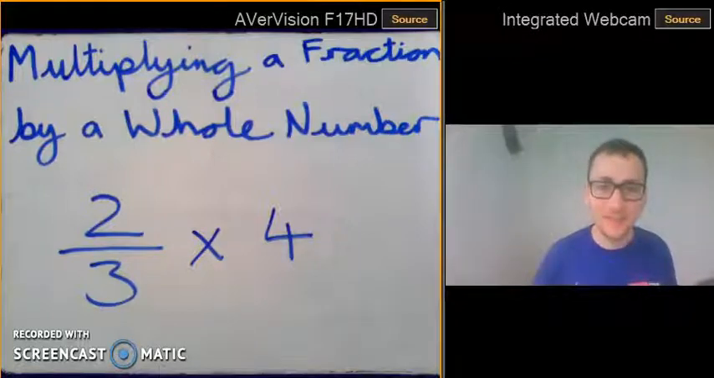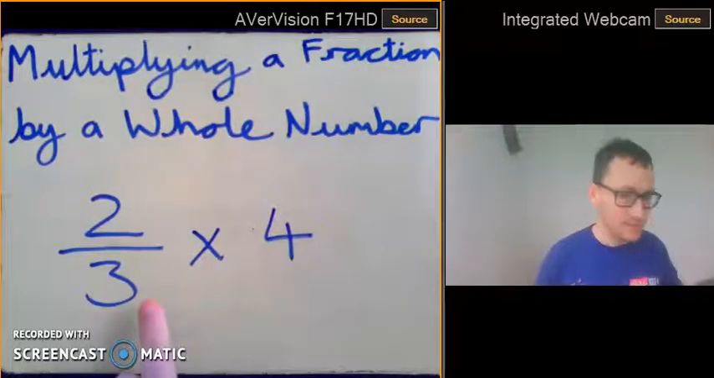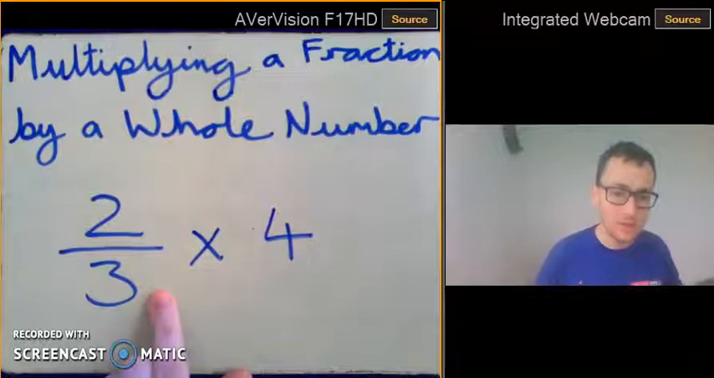Hi, it's Mr. Logue. In this maths lesson, we're going to be multiplying a fraction by a whole number. This is an example calculation here.